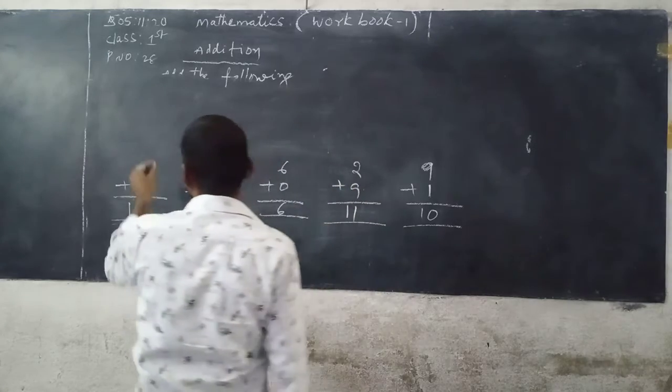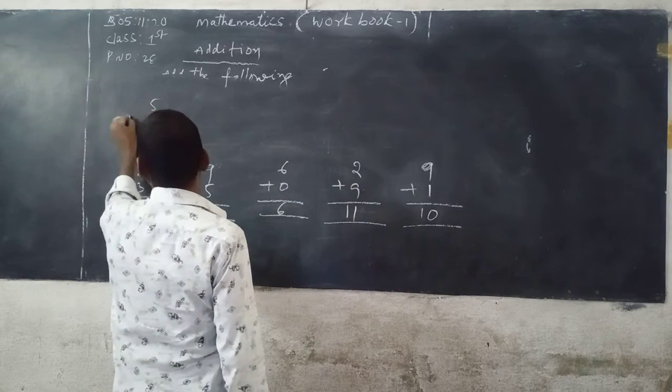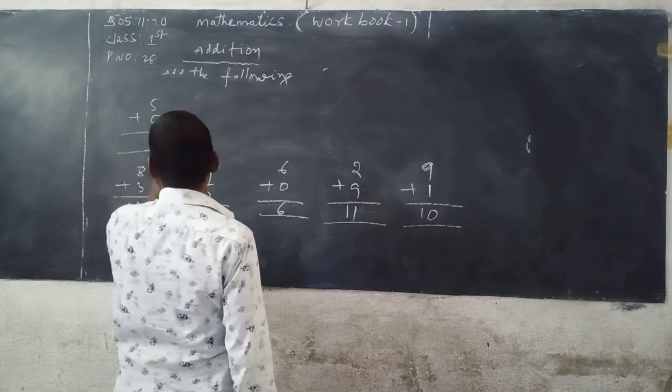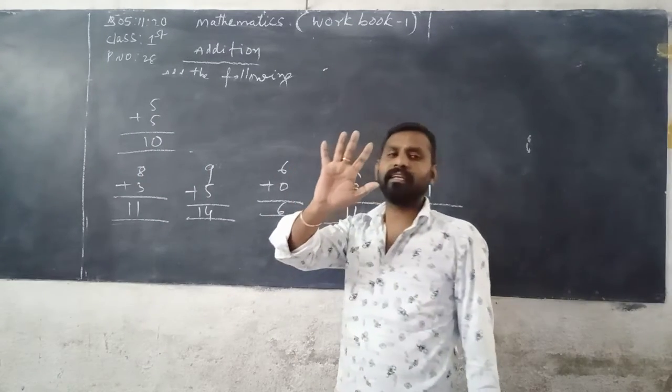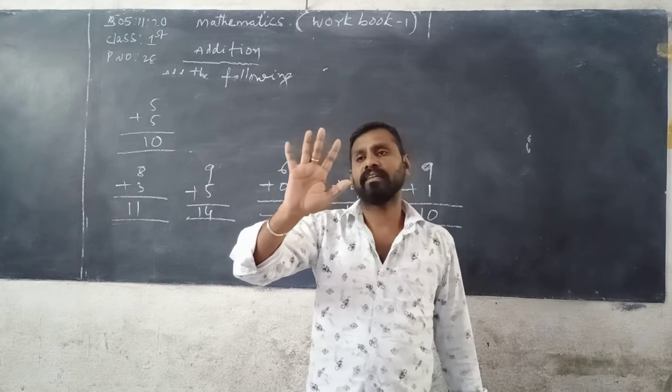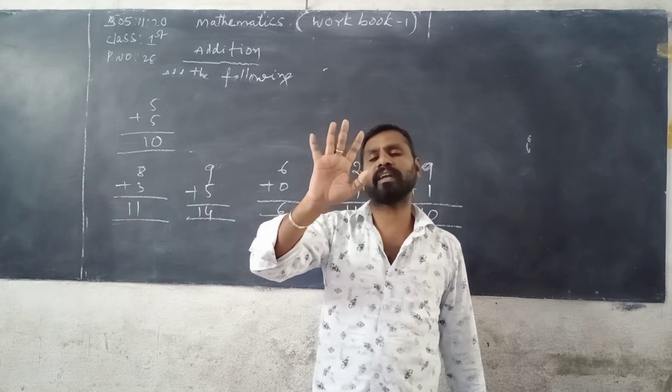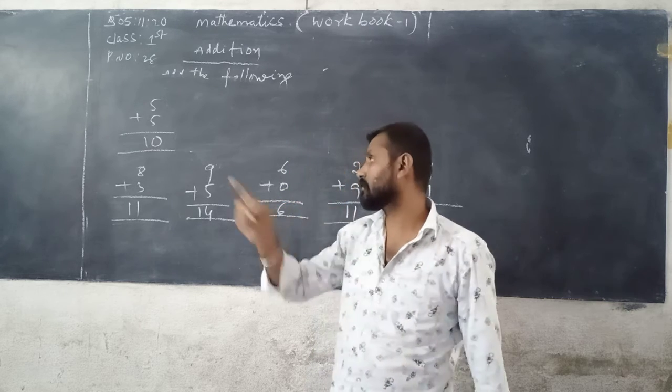Next, 5 plus 5. 5 plus 5 you get 10. Keep 5 in your mind and take 5 fingers in your hands. So count 5, after that 6, 7, 8, 9, 10.